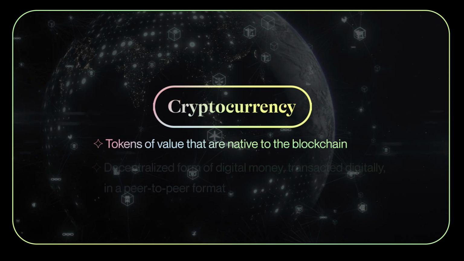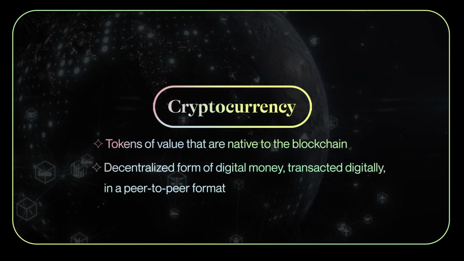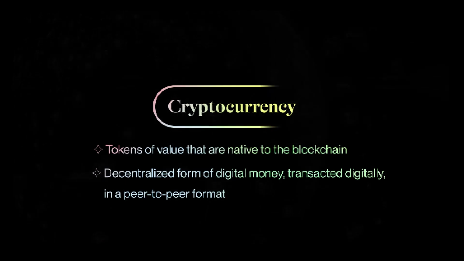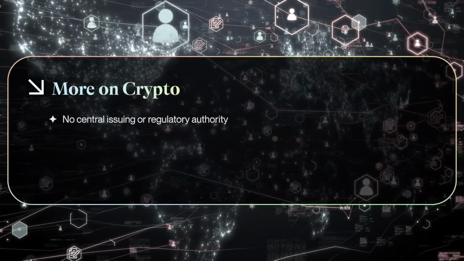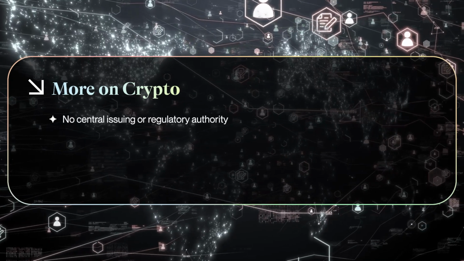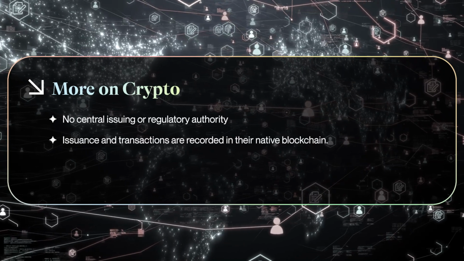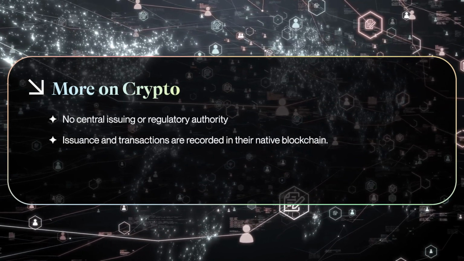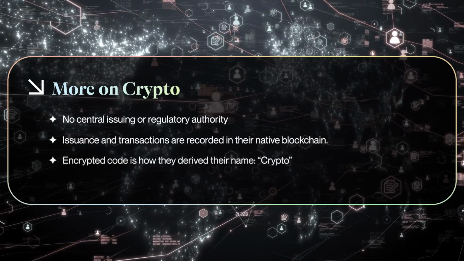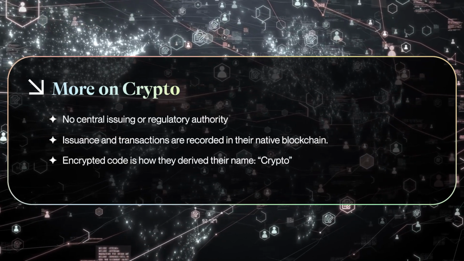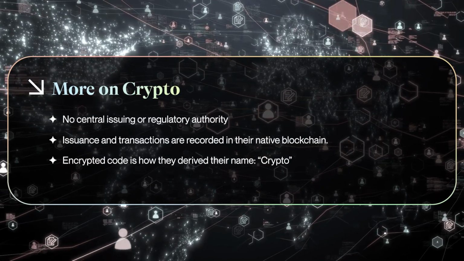Cryptocurrencies are considered a decentralized form of digital money that are designed to be transacted digitally in a peer-to-peer format. This decentralized structure means that they don't rely on a central issuing or regulatory authority, and the issuance of new units and subsequent transactions of these are recorded within their native blockchain. The encrypted code that is required to verify and corroborate transactions of these tokens is how they have derived their name, crypto.